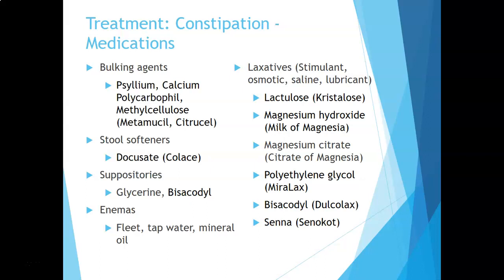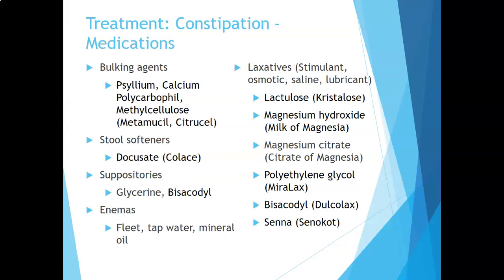Stimulant laxatives work directly on the intestines. They cause irritation, which promotes peristalsis and evacuation. Examples of that are going to be your bisacodyl or your senna. An osmotic laxative is a hypertonic solution which helps draw water into the intestine from surrounding tissues, distending the bowel and causing peristalsis. An example of that is going to be lactulose or Miralax.